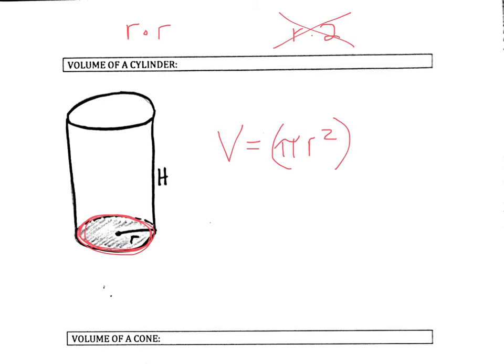Pi times the radius squared would fill up the bottom layer, and then you'd keep adding layers and layers. How many layers would it take? H. So you're going to multiply by H. So there it is, the bottom layer times the layers. Notice we're always multiplying by capital H, and you need to know that capital H is how tall the container is.